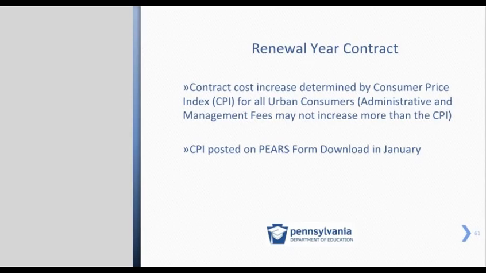The contract can only be renewed if all the terms remain the same. Services cannot be added. The only things that can change is the actual cost. Administrative and management fees are limited to increasing no more than the Consumer Price Index. The methodology and formula for administrative and management fees cannot change, and the criteria for determining any guaranteed return cannot change. There is a standard renewal contract, and no addendums are permitted.